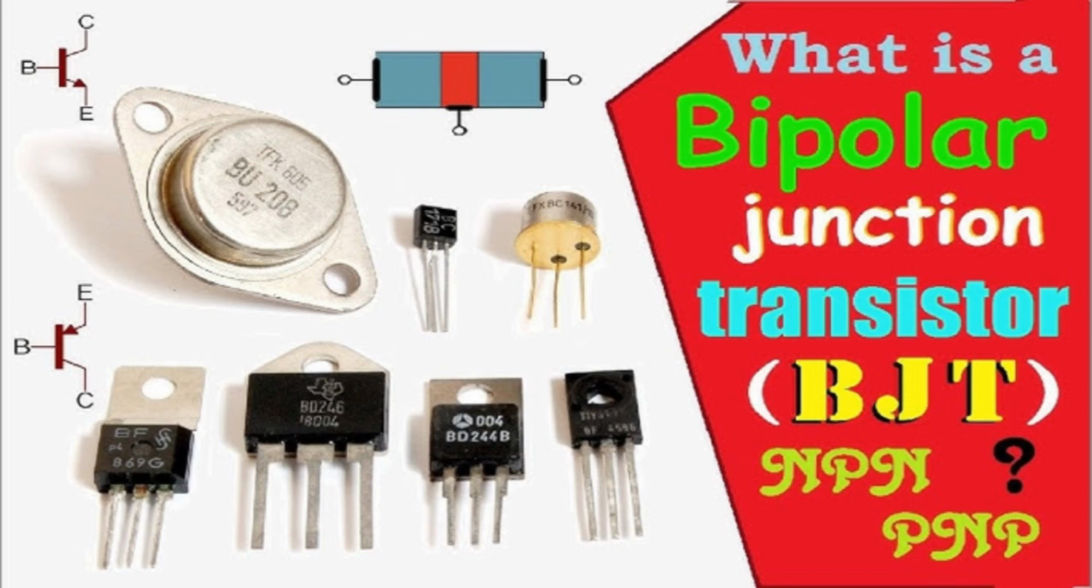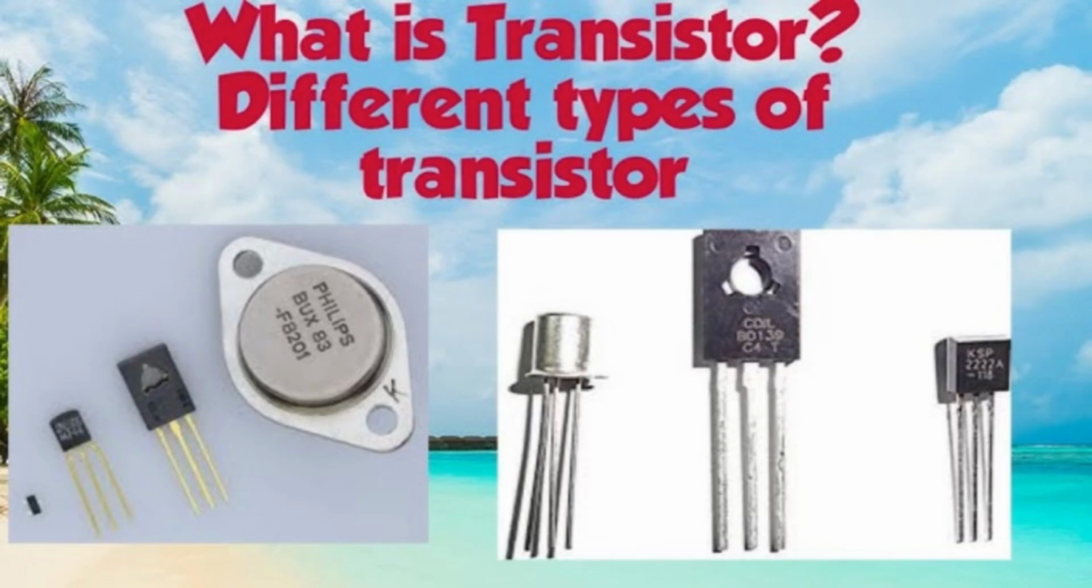Modes of BJT operation. A BJT can operate in different regions depending on the applied voltages. Active mode, amplification: the BE junction is forward biased and the BC junction is reverse biased. The BJT works as an amplifier, allowing current control. Used in analog circuits, amplifiers, oscillators, etc.